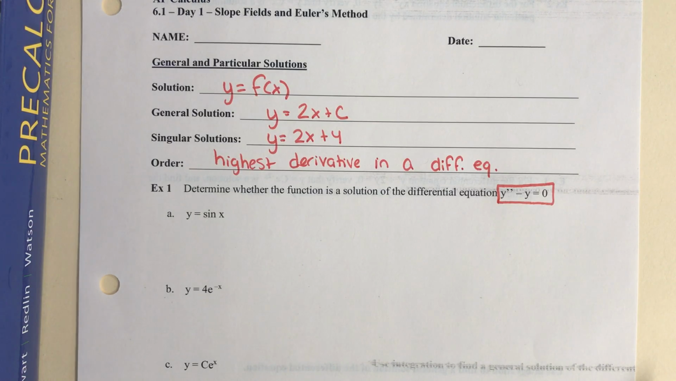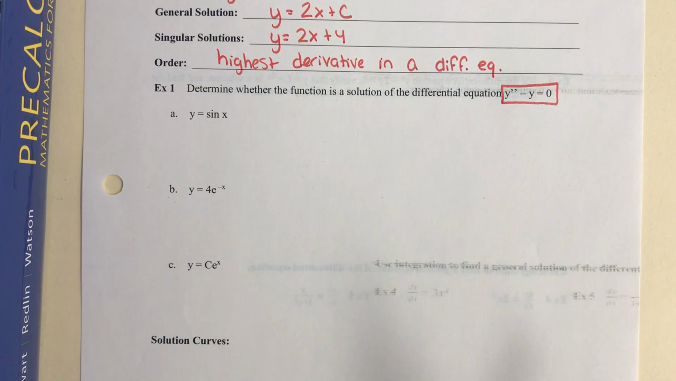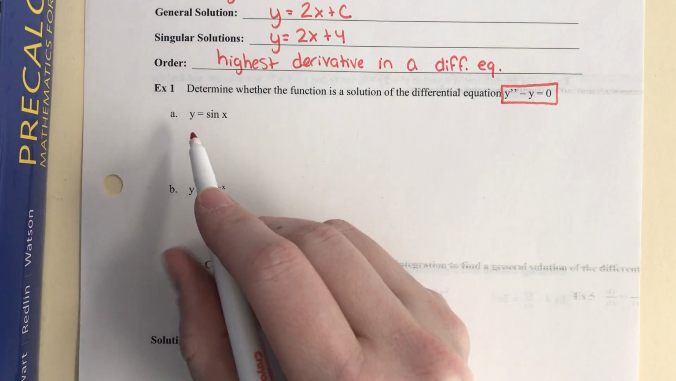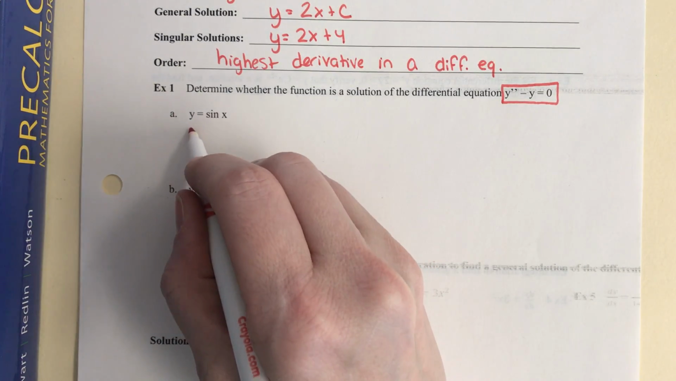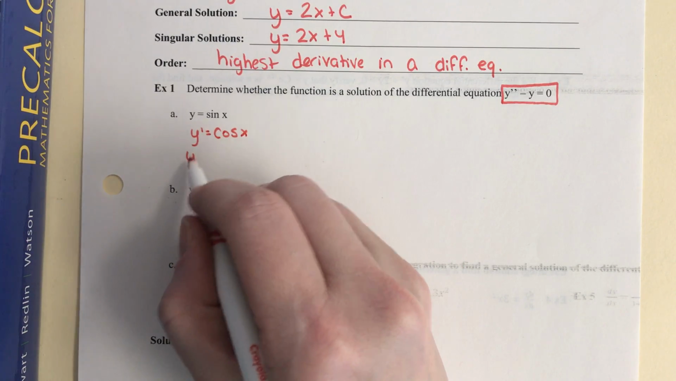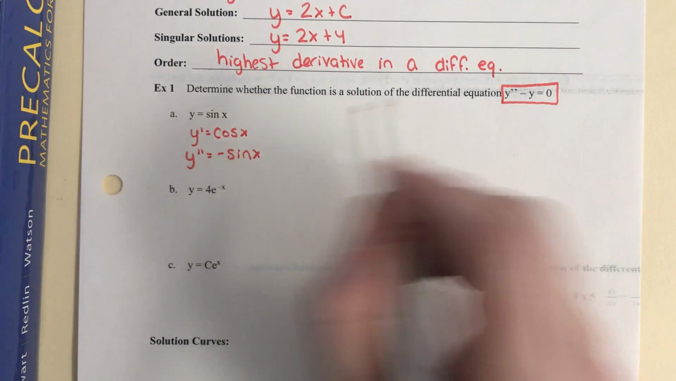So we're actually going to be determining whether these three functions are solutions of this differential equation. So in order to figure that out, we need to first find the second derivative. So for a, if y is sine, y prime would be cosine. Y double prime would be negative sine of x.